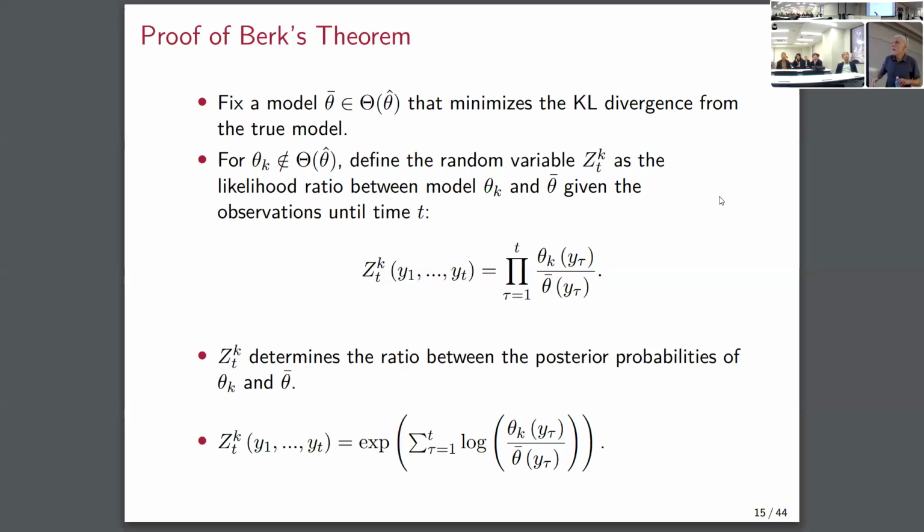Okay, so fix any model theta bar that minimizes the KL divergence from the true model. And for any theta k that's not one of the minimizers, let's define Z_k,t as the likelihood ratio between theta k and theta bar, given what you've seen up to time t. This is the product from tau equals 1 to t of theta k of y tau over theta bar of y tau. Z_k,t determines the ratio between the posterior probability of theta bar and theta k. Z_k is the exponent of the sum of these logs. Yeah, it should look really familiar.